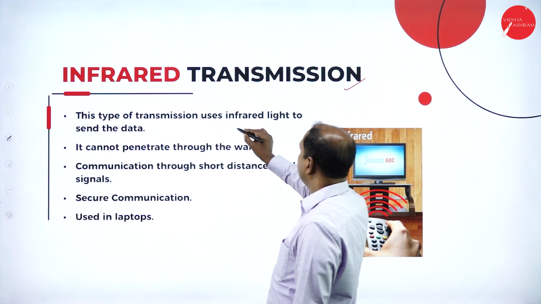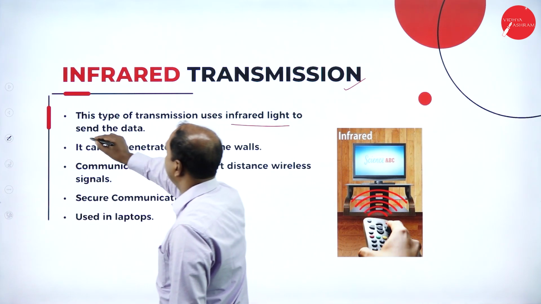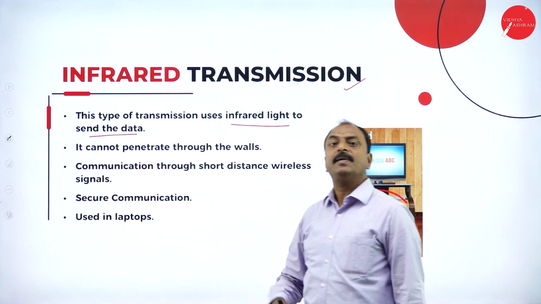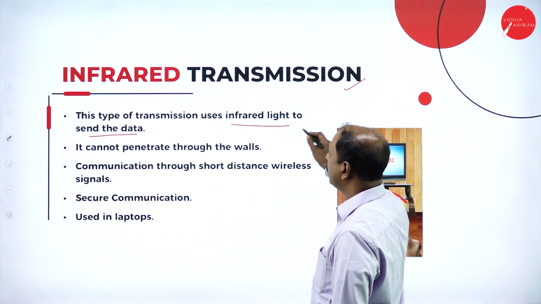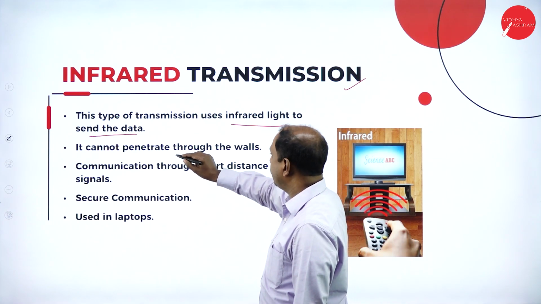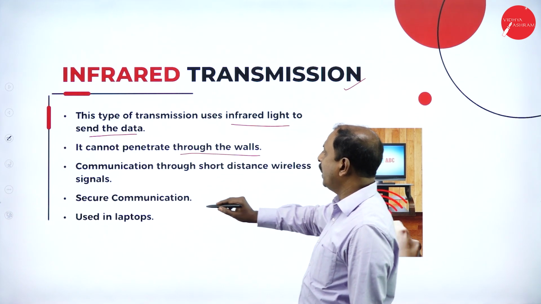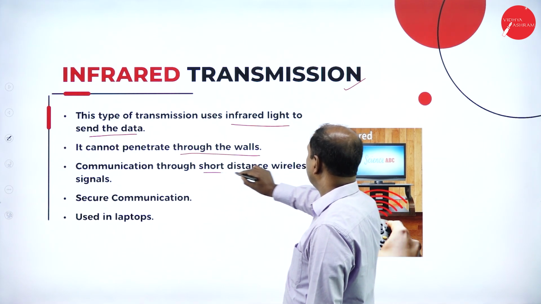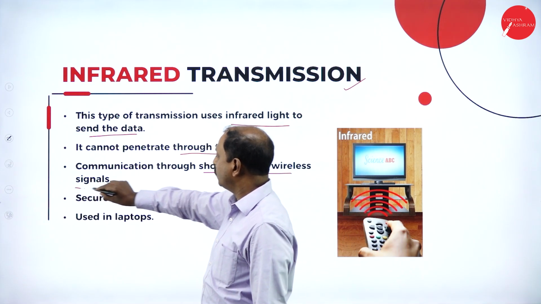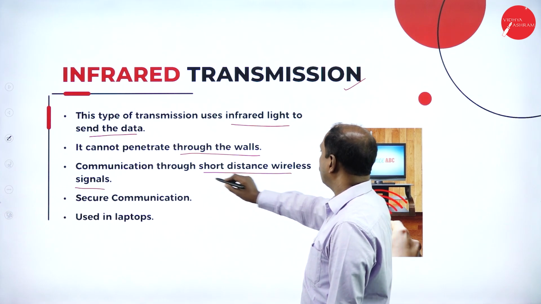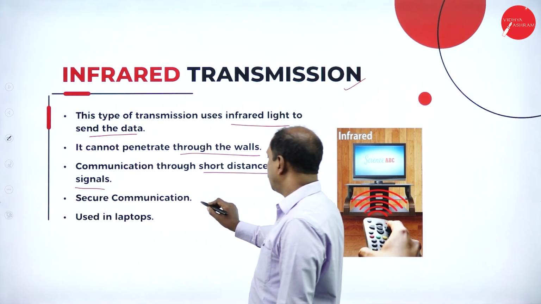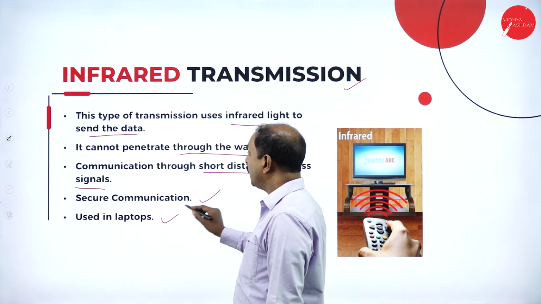Here it uses infrared light to send the data. This is another type of communication technology, making use of infrared light. It cannot penetrate through walls, and it is communication through short distance wireless signals. Normally we use it for short distance communication, a secure communication used in laptops.